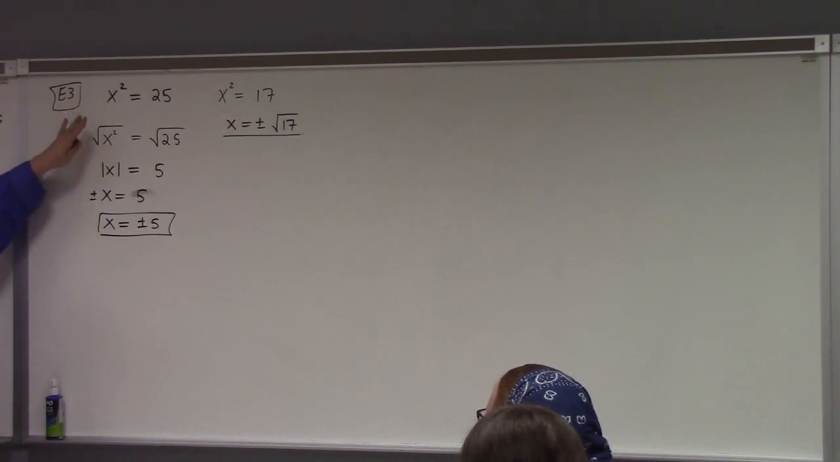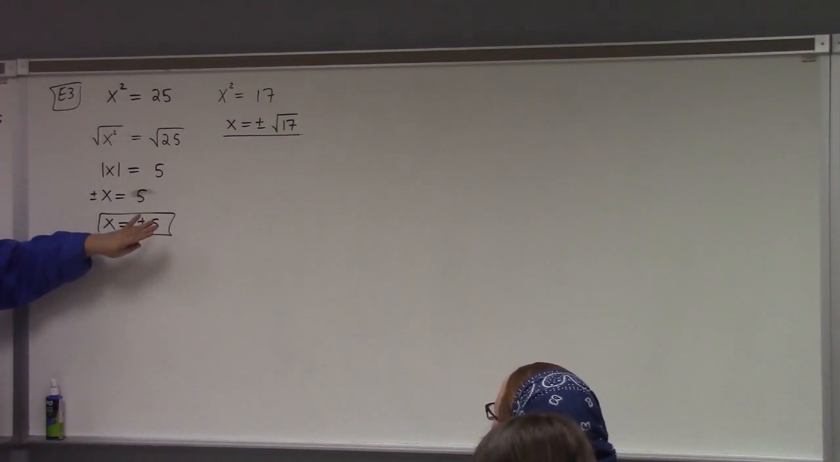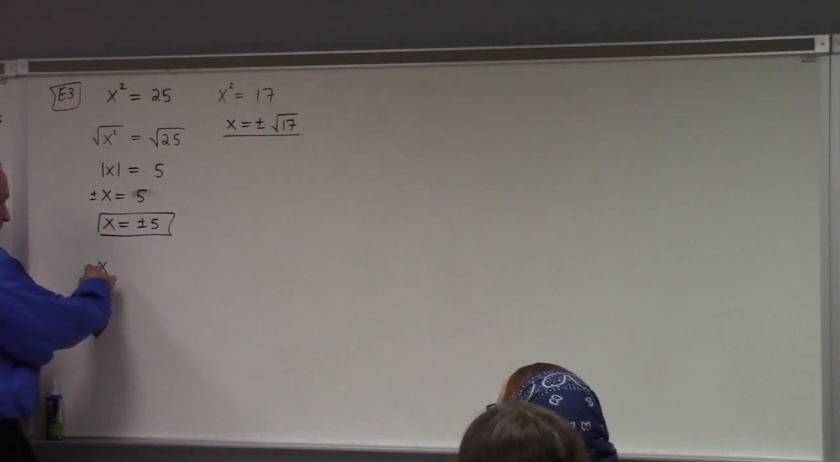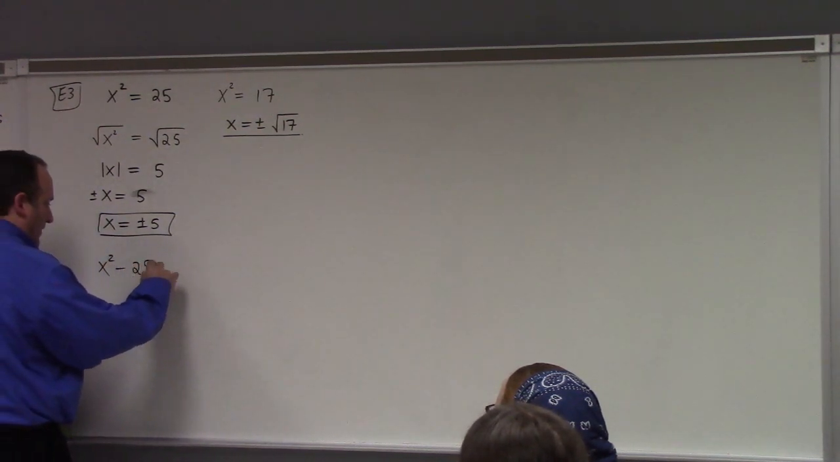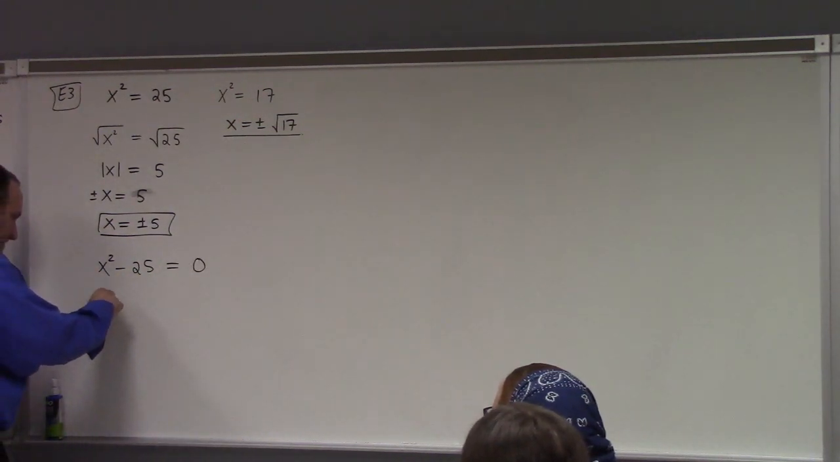So how could we have seen this with factoring? Let's think about that for a second. You could have moved the 25 over to the other side and set it equal to 0. Okay, and then what? Then it's just x minus 5 and x plus 5, right?